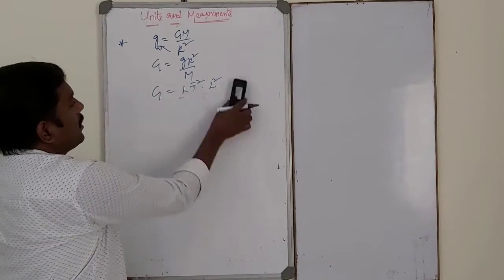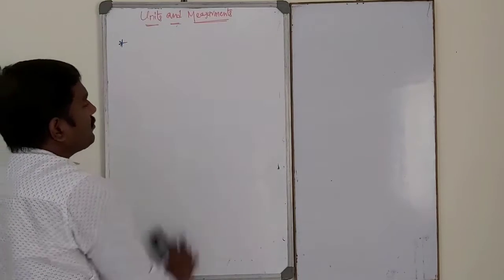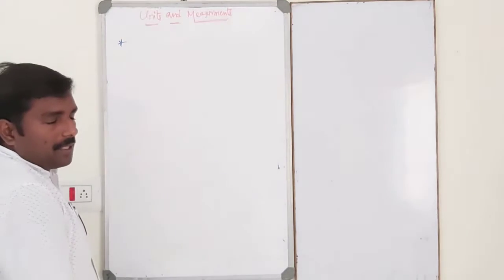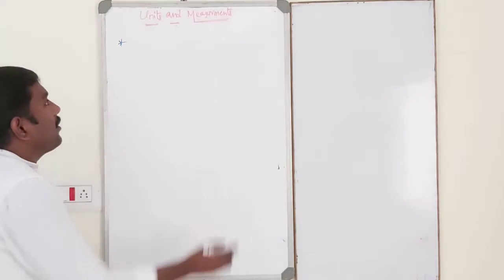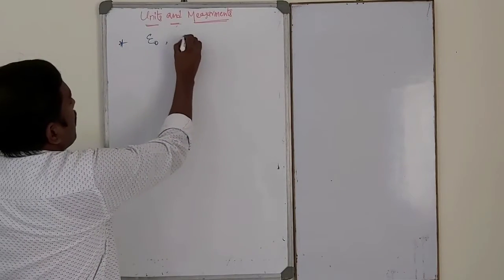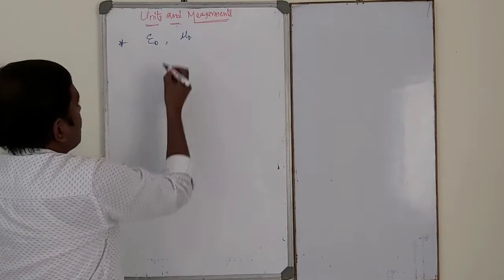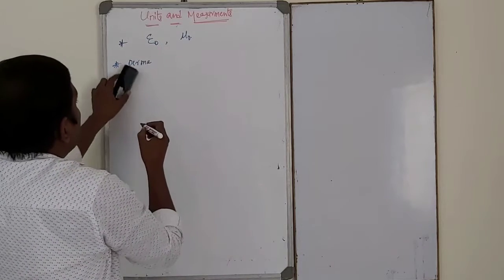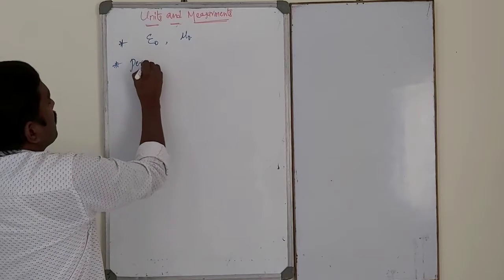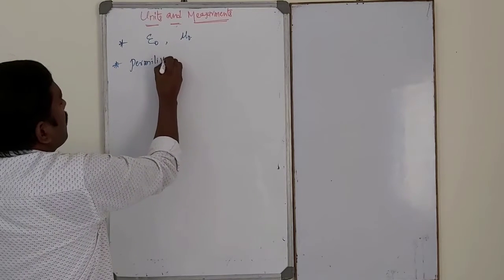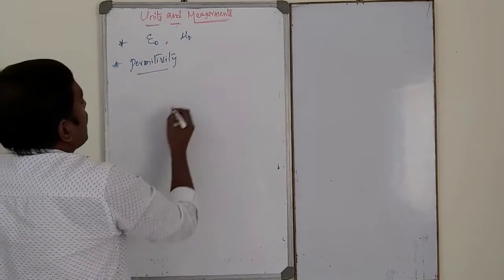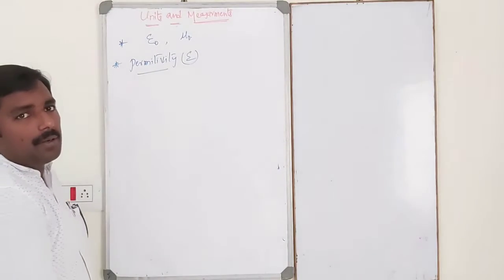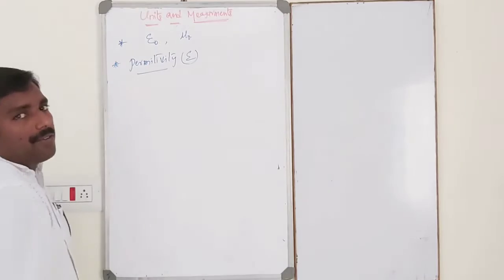Now let us discuss some more constants, that is permittivity of free space and permeability of free space, their dimensional formulas, epsilon naught and mu naught. First of all, permittivity. Epsilon is the permittivity of a medium, epsilon naught is the permittivity of vacuum.